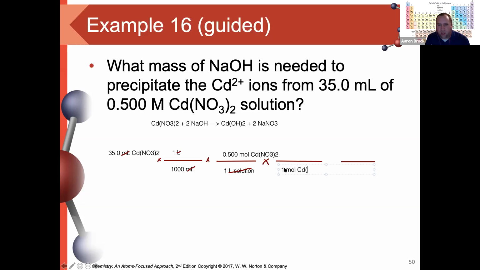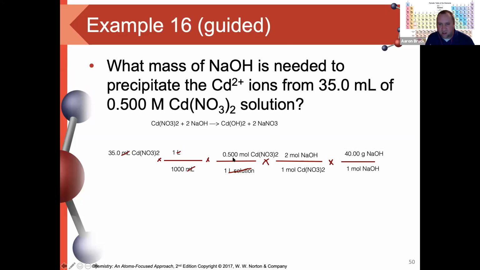1 mole of cadmium nitrate is going to react with 2 moles of sodium hydroxide. And then since we're going to mass here, our last step is going to go from moles to grams in this case, 1 mole of NaOH. Sodium is 22.99. Oxygen is 16. Hydrogen is 1.01. We get 40.00 even, as our mass of sodium hydroxide.